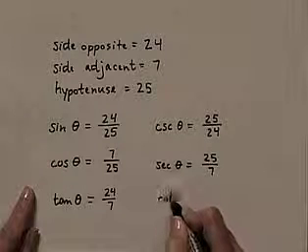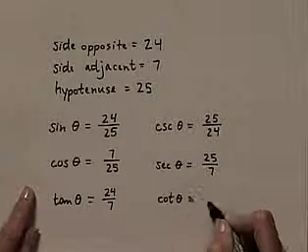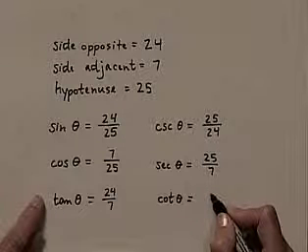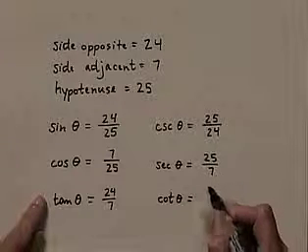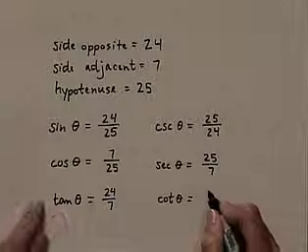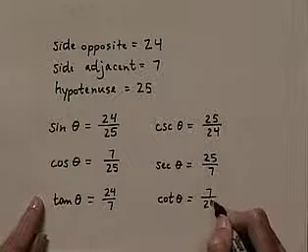And the cotangent of theta, defined as the side adjacent divided by the side opposite, is going to equal 7 over 24.